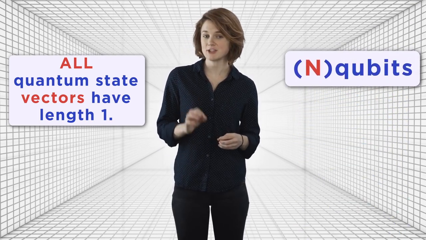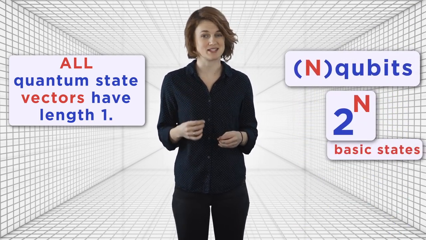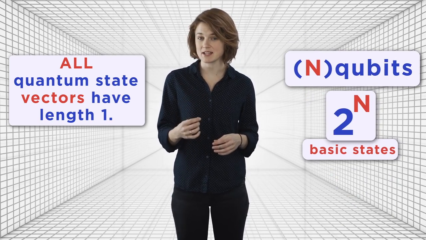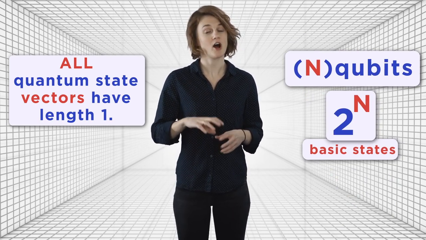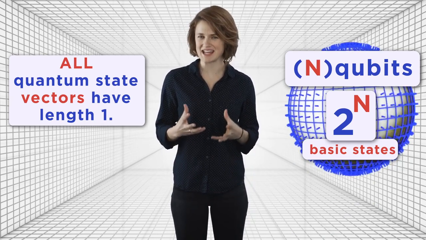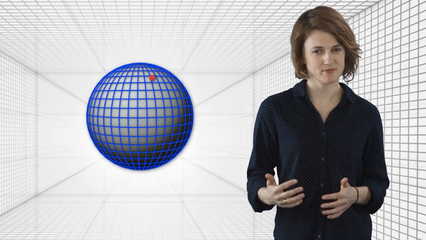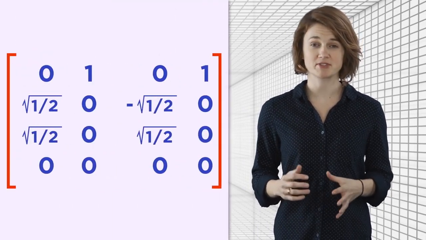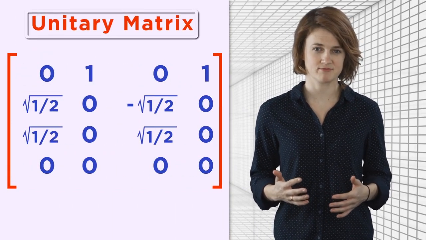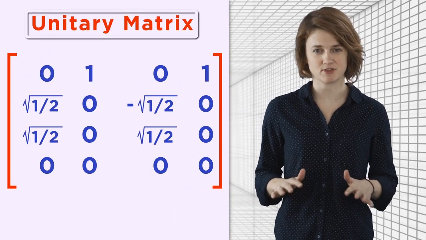If you have n qubits, there are 2 to the n basic states, so the quantum state is represented by a vector on a sphere in 2 to the n dimensional space. Quantum gates change the system's state, so they move the state vector around the sphere. Mathematically, this is represented with a unitary matrix. Don't worry if you haven't learned about matrices.